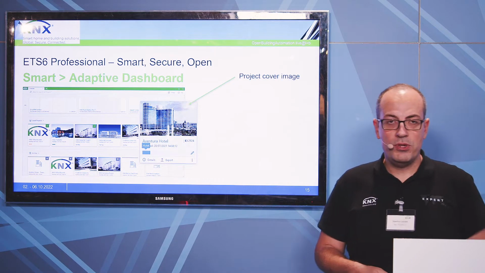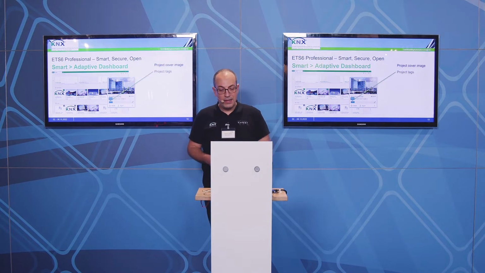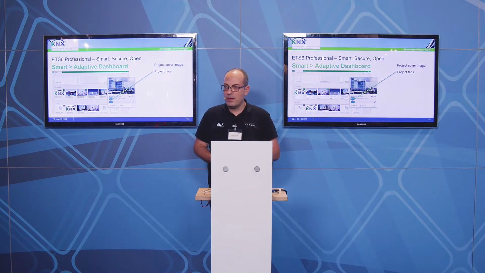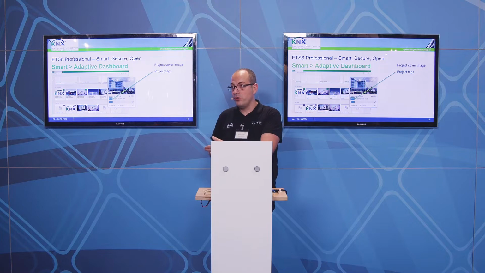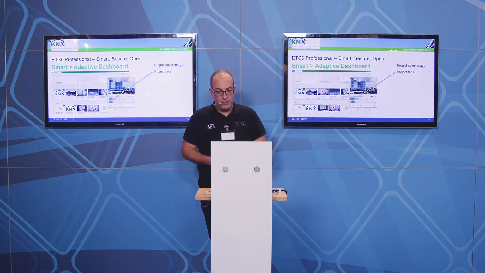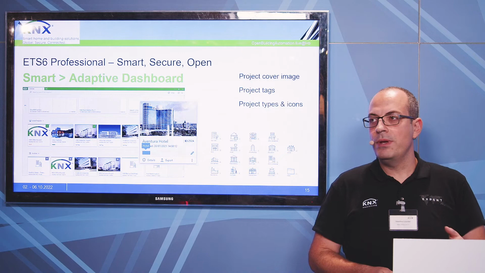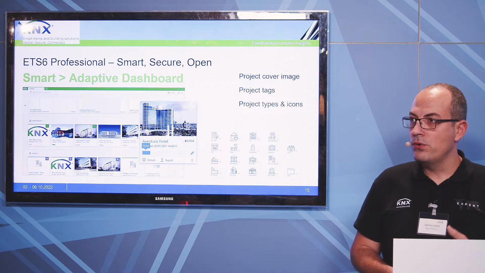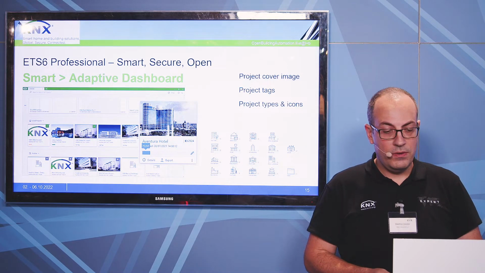Additionally, we have added a lot of project metadata, like the project cover picture and the project tags, so the ETS user can freely create tags and assign them to projects, either one by one or in bulk. Those tags facilitate the project search that we will see a bit later. We have created the project types and the respective icons, so if there is no project picture, ETS will simply pick up the project icon based on the project type that has been defined by the user.